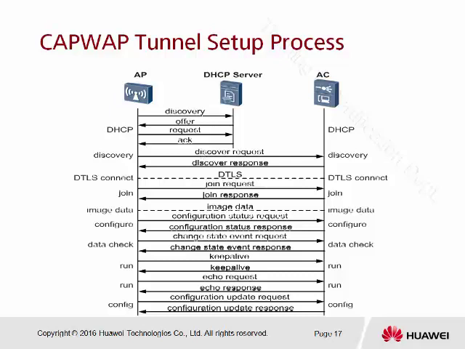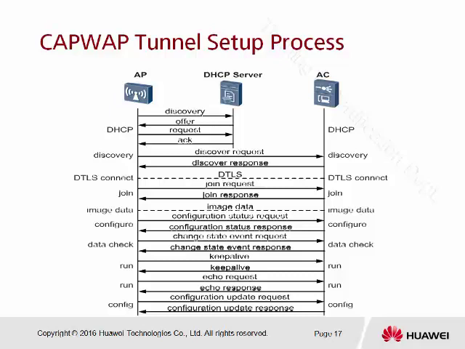Later on, they're going to use DTLS to form the connection, then the join request and join response. The join request and response are sent from the AP to the AC because the AP is telling the AC, right now I want to join this CAPWAP tunnel and communicate with the AC.